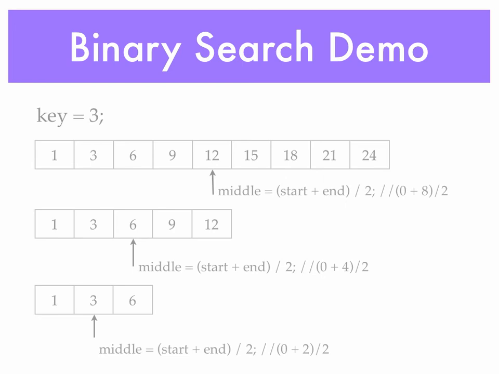I reestablish middle with start plus end. That's 0 plus 2 divided by 2 gives me 1. I look at what's at position 1. That's 3. That's the key I'm looking for. My search ends.